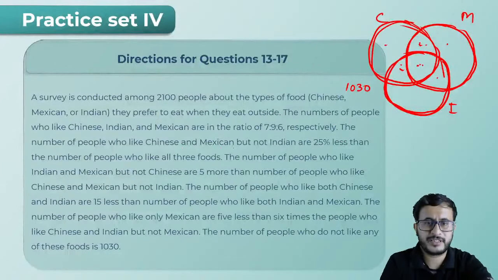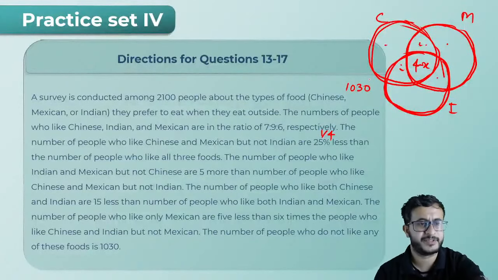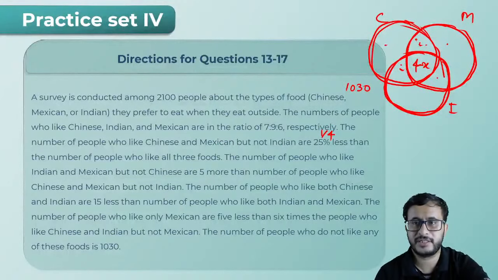The number of people who like Chinese and Mexican but not Indian are 25% less than the number of people who like all three foods. So 25% is 1/4. 1/4 less है, तो all three foods you should have taken 4x as the variable. Right, I'm assuming that many of you are smart enough to take such a variable. Okay, so Chinese and Mexican but not Indian, these are 3x. So all three 4x and this is 3x.